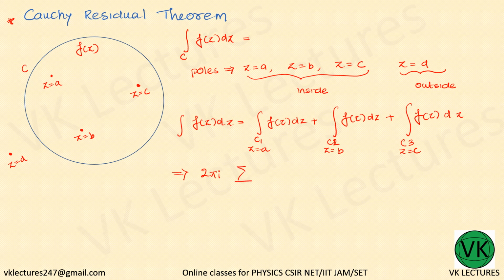So 2 pi I into the sum of residues at a, b, and c gives you the corresponding integral. So this integral f of z dz over c is 2 pi I into the sum of residues. Very important formula.